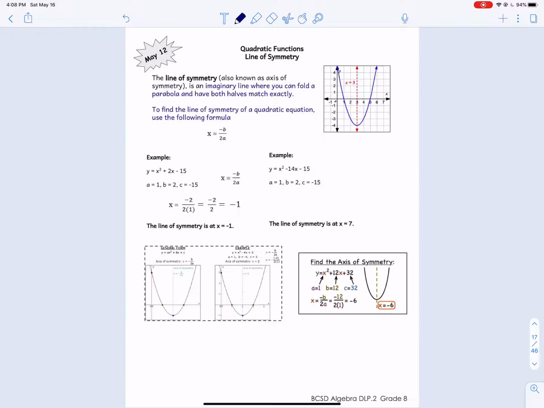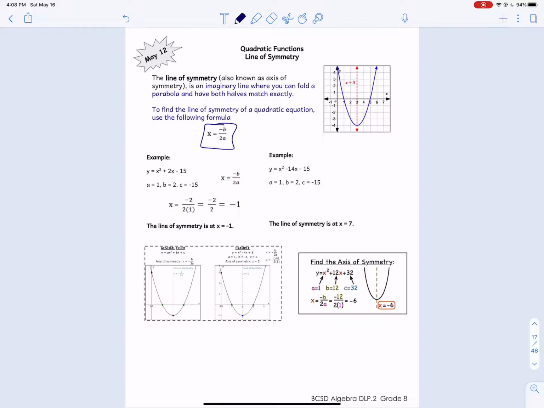Okay, the next is line of symmetry, or axis of symmetry. It's just the mirror line that goes through the center of the parabola. And then they give us the formula. We've used this before, and we've used this in order to find the vertex, which we will do on a later date. So it's just negative b over 2a.